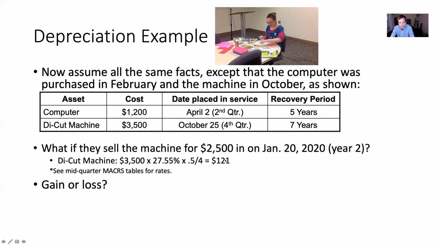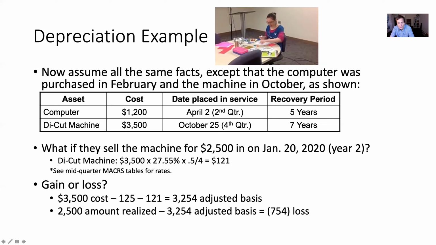All right, so if I take my initial basis of the machine minus last year's depreciation minus this year's depreciation, I have an adjusted basis of $3,254. If they sold it for $2,500, that's the amount realized minus adjusted basis gives us a loss of $754, which, because it's a business use asset, they can deduct that loss.